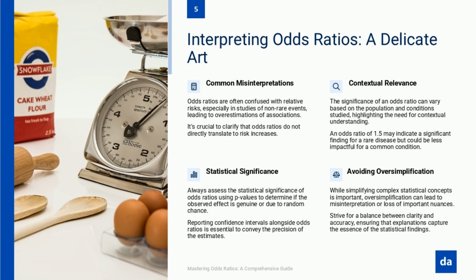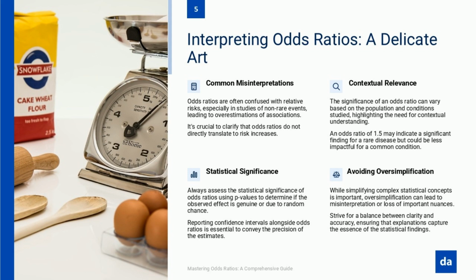Let's consider an example to illustrate this point. Suppose a study finds an odds ratio of 1.5 for the association between a specific genetic variant and a disease, with a 95% confidence interval of 1.2 to 1.9. This result not only tells us that there's a positive association, but also gives us an idea of how precise this estimate is. The fact that the confidence interval doesn't include 1, which would indicate no association, adds weight to the finding's significance.